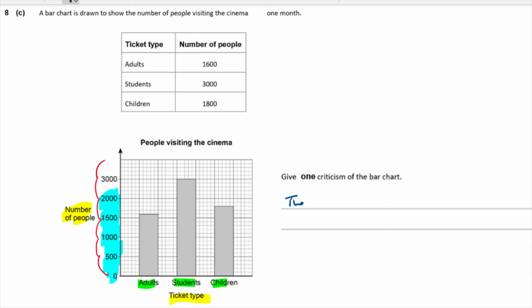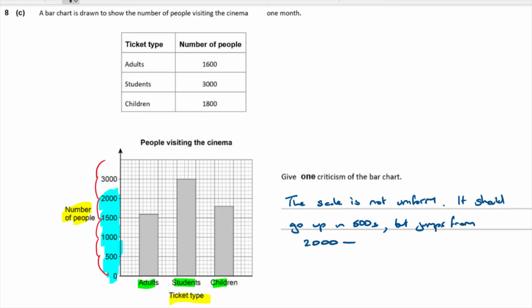The scale is not uniform. It should go up in 500s, but jumps from 2000 to 3000. Okay, probably the scale is not uniform, should be enough probably to get the mark, but you know, a bit more detail.